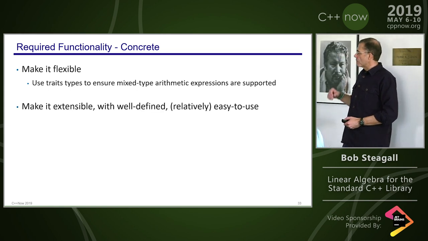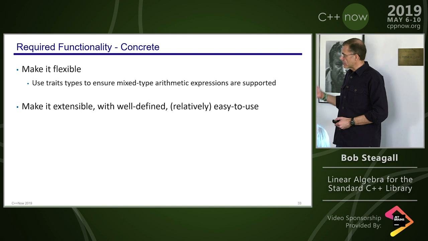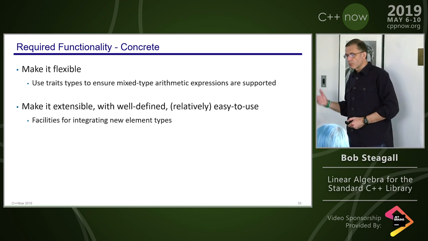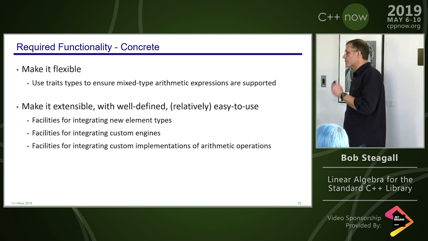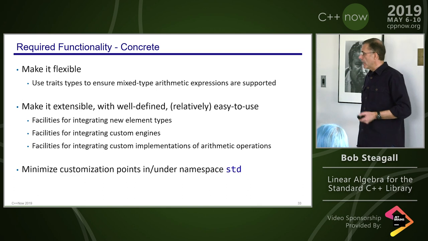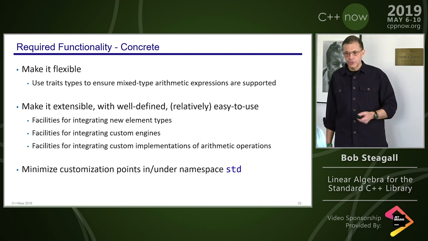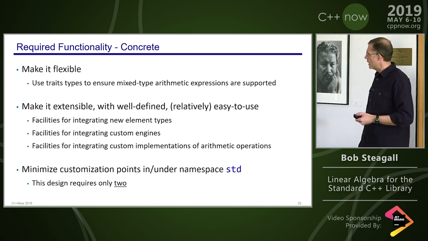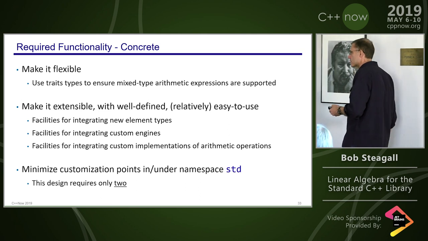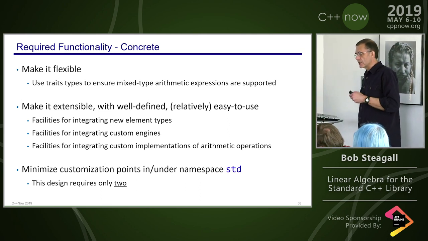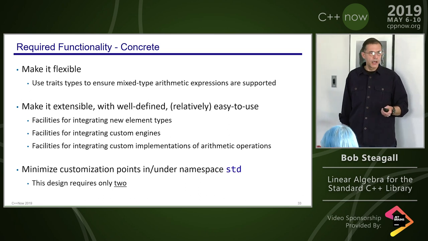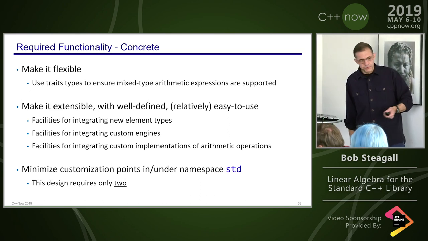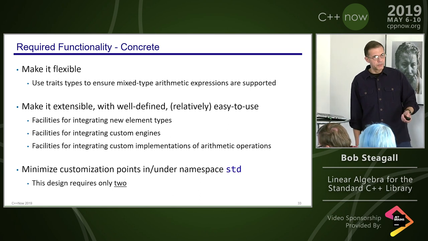We want to make it relatively easy to use by providing facilities for integrating new element types, for customizing engines, for integrating custom implementations of arithmetic operations, and we want to minimize the number of customization points in namespace std. In this proposal, there are two customization points, which are traits types that exist in namespace std, that a user may want to specialize along the lines of, say, allocator traits or pointer traits, right?